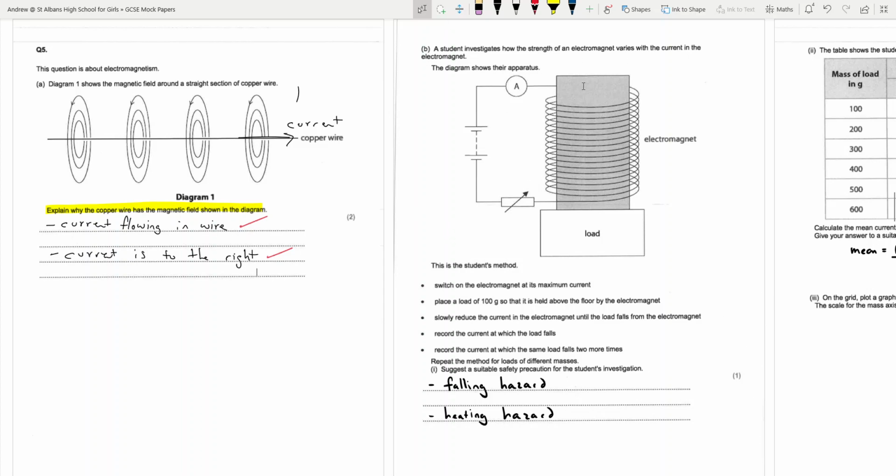Okay, we have an experiment with electromagnets varying with the current, so how the current affects its strength. So we've got a method: switch on the electromagnet, place 100 grams on, reduce the current until it falls, record the current at which it falls, try it two more times, and repeat for loads of different masses. Suggest a suitable safety precaution for the investigation. Basically, there's 3 kinds of things. There's a falling hazard, both to you and to the floor. And there's also a heating hazard because you've got current. So pretty much anything that's going to minimize either of these things.